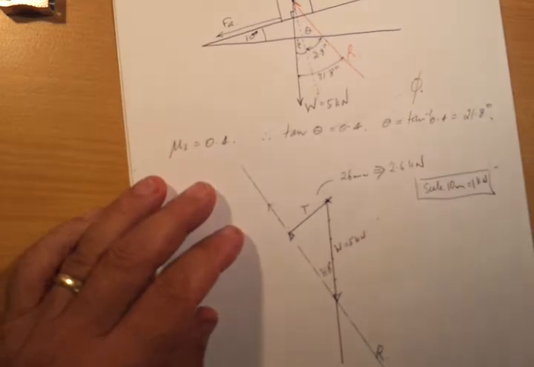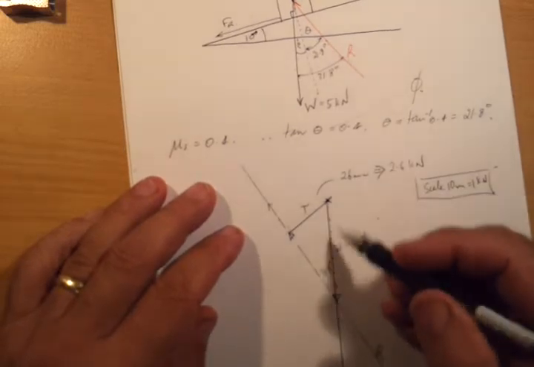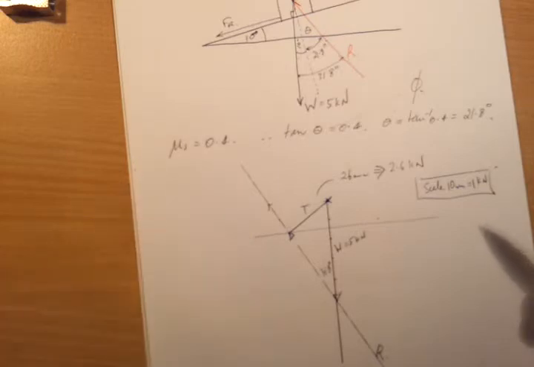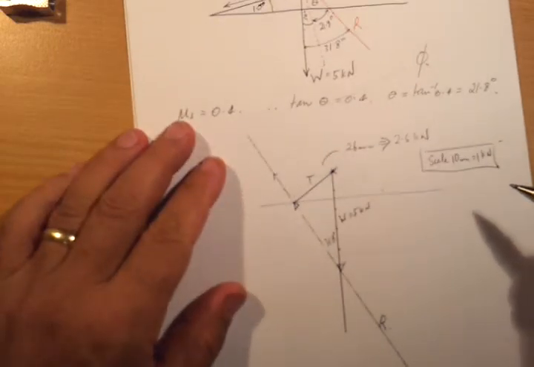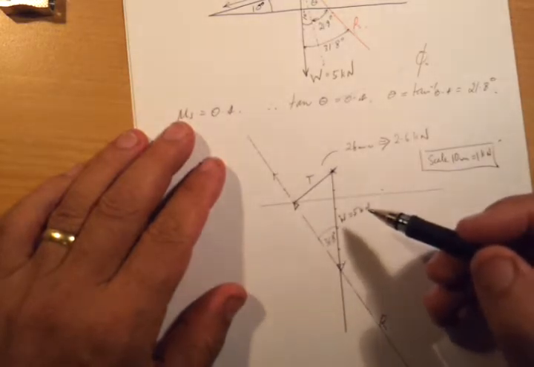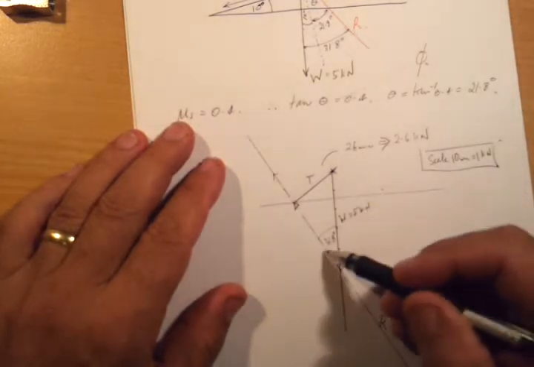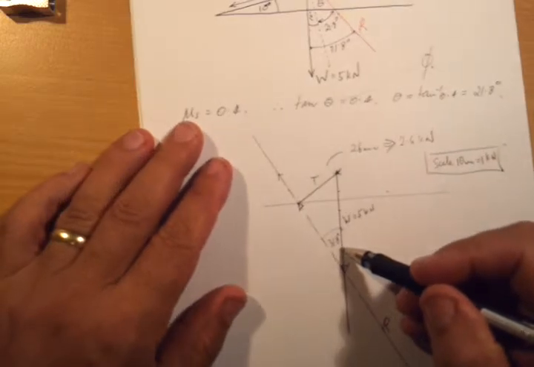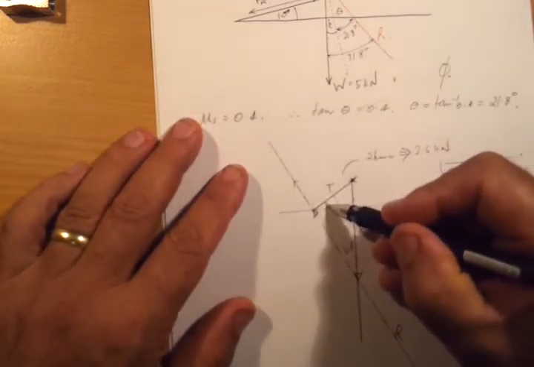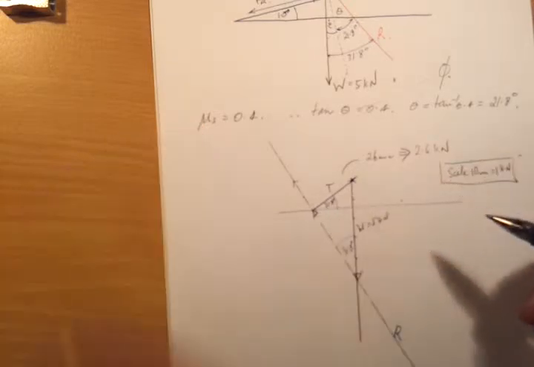And what will be the angle that T makes with the horizontal? Well, you can work it out using trigonometry if you want, but it won't be too hard for you to figure out that this angle of 31.8 degrees is going to be the same angle over here, 31.8 degrees.